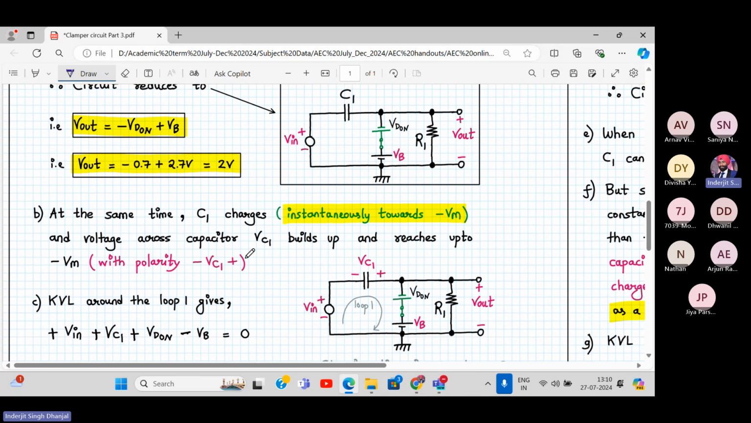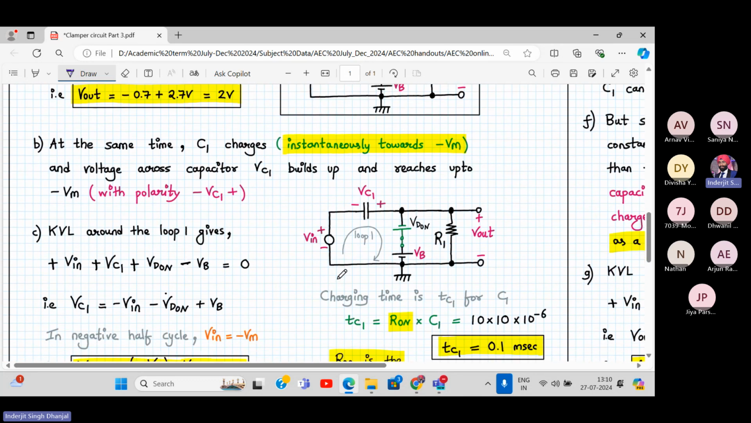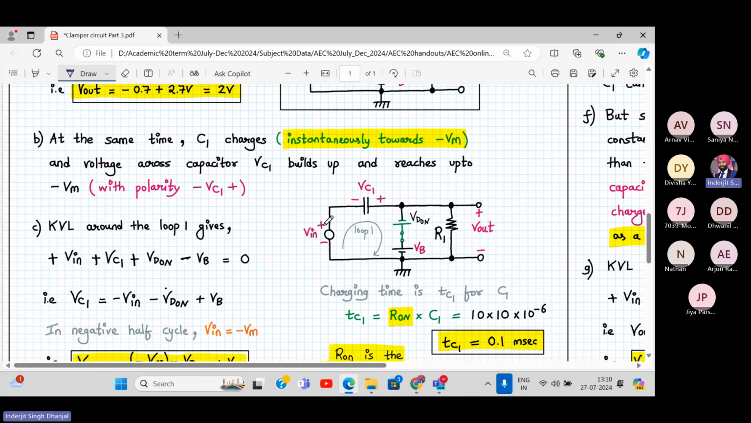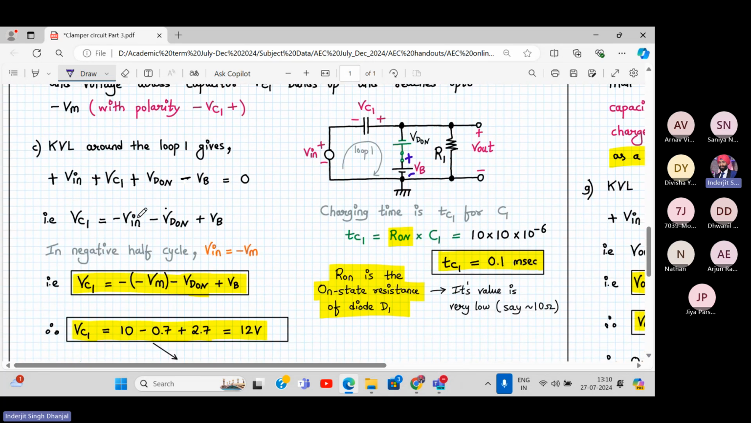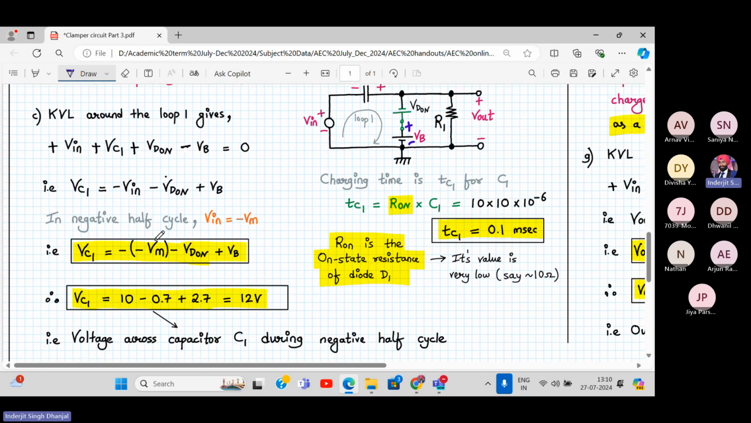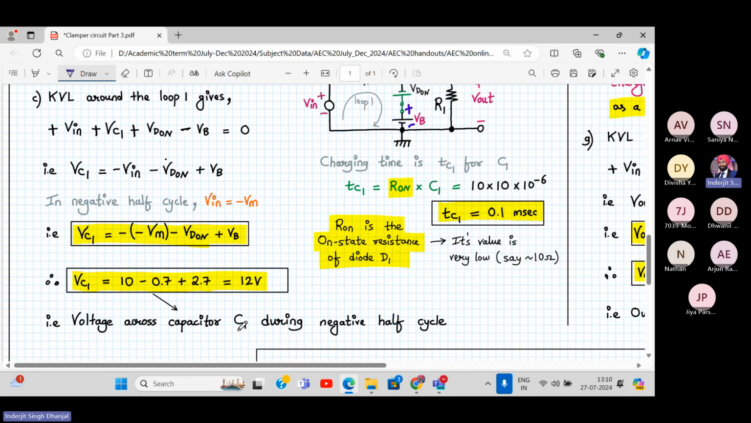At the same time, the capacitor charges instantaneously in the negative direction, so plus minus like this. Now let's apply the KVL in this loop. You will get Vin plus VC1 plus VD on minus VB is equal to 0. Why minus VB? Because it is plus to minus, a fall in potential. So VC1 will be minus Vin minus VD1 plus VB. Now during the negative half cycle, Vin is minus VM. So minus of minus VM minus VD1 plus VB. So it will be 10, VM is 10, minus 0.7 plus 2, so it will be 12 volt. The voltage across the capacitor will be holding 12 volt right now during the negative half cycle.